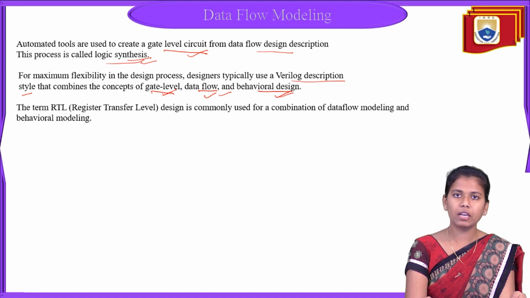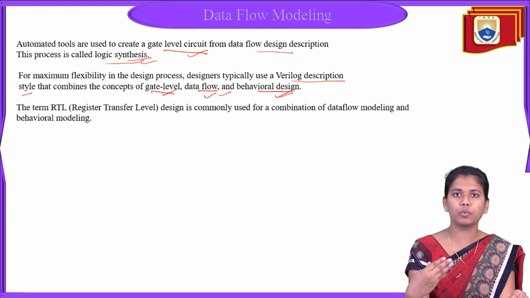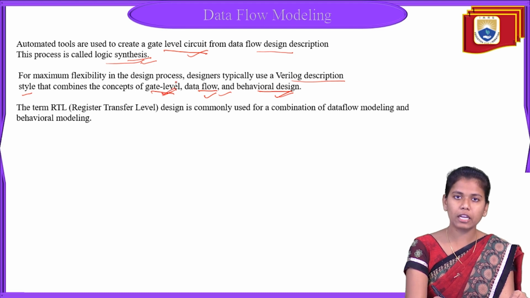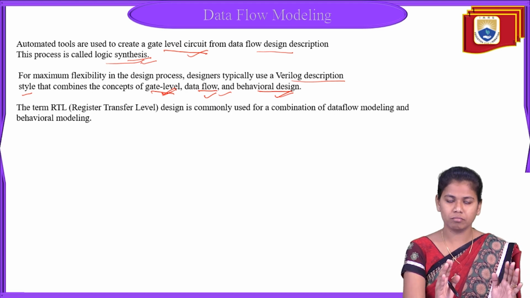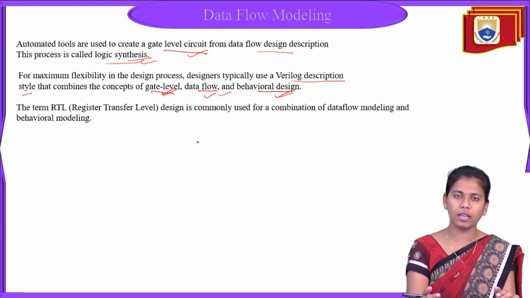In the behavioral level, we use a keyword called always block, and in the data flow, we use a keyword called assign, and in the gate level, the syntax is very simple based on the particular gate that you are considering. In the gate level, we consider the prominent gates like AND gate, NOR gate, XOR gate, etc. So the maximum flexibility can be achieved by using all these three designs.